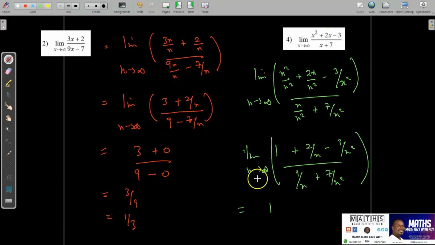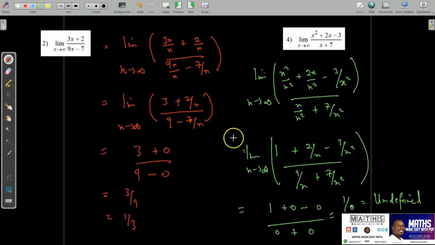Limit of 2 on x as x approaches infinity is what? 0, right? Yes. And then limit of minus that is also going to give us 0. And then limit of 1 over x will give us what? 0, right? Then plus another 0. So finally, you are getting 1 over 0, which is, as you said, undefined. So whatever the case may be, per this question, the solution is undefined.